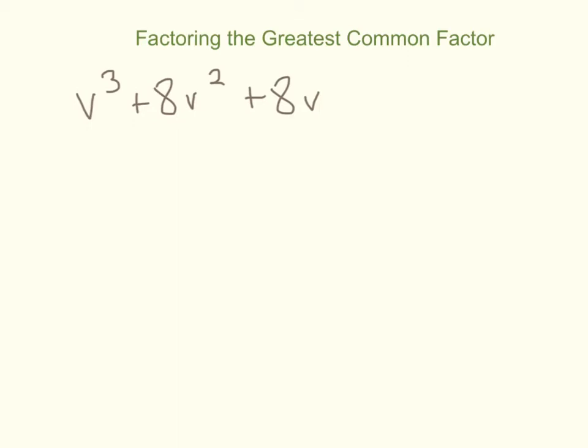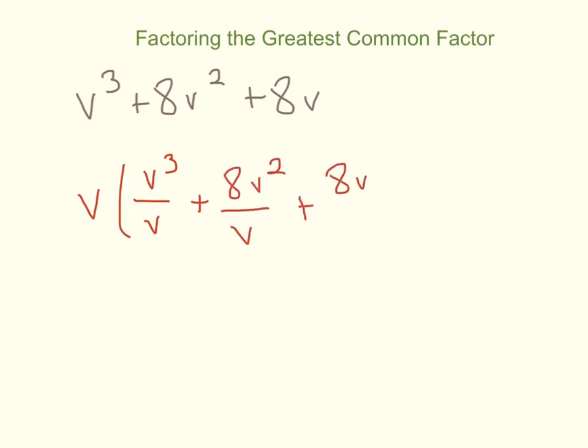Well, basically think of it this way. Since they all have a v, which one has the smallest exponent? And that would be 1. So v would be your common factor. Now we're going to take each of these terms and divide it by that v. Notice I also put the v out in front of parentheses.